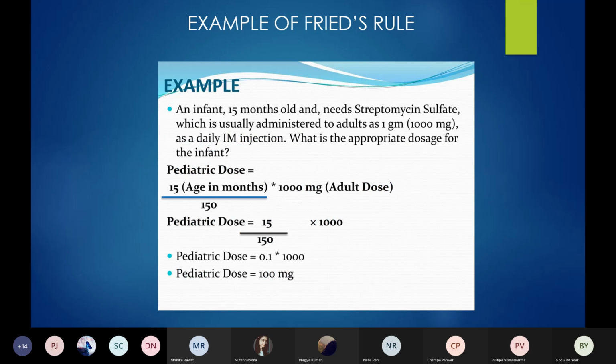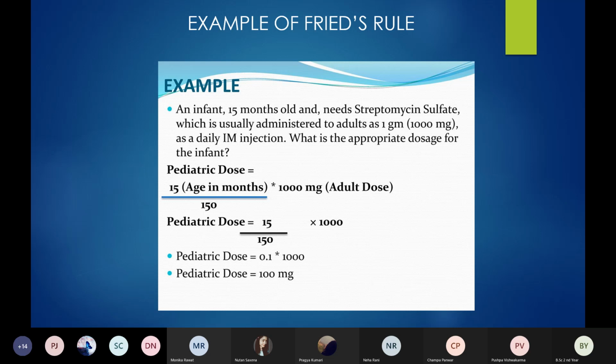In Wright's rule, we are dealing with the age in months. An example here: an infant who is 15 months old needs a streptomycin sulfate injection. It is usually administered to adults as 1 gram or 1000 mg, IM, not IV but IM. So how much do we have to give to an infant who is 15 months old? Because the age of the infant is in months, we have to use Wright's rule.